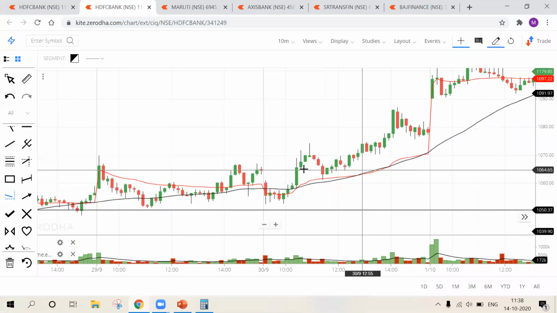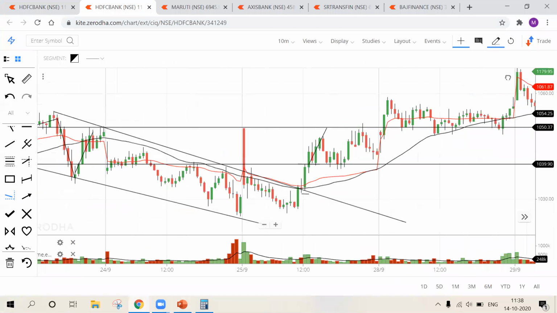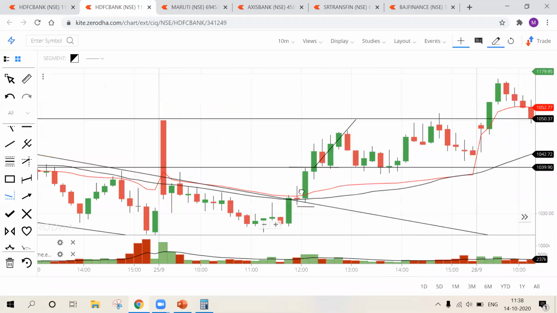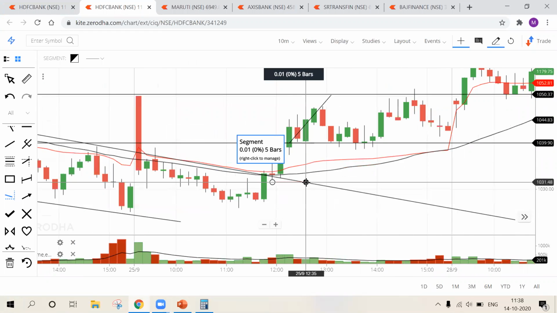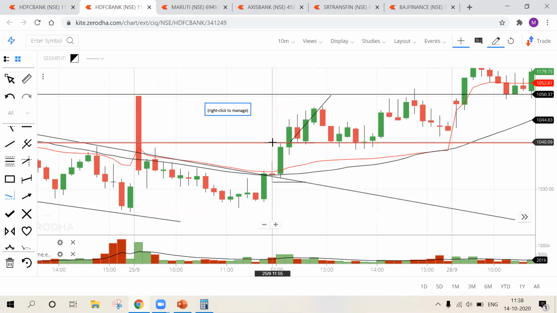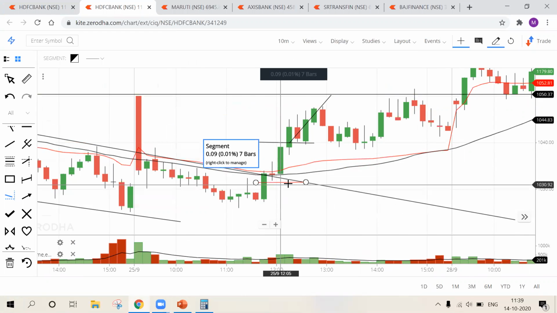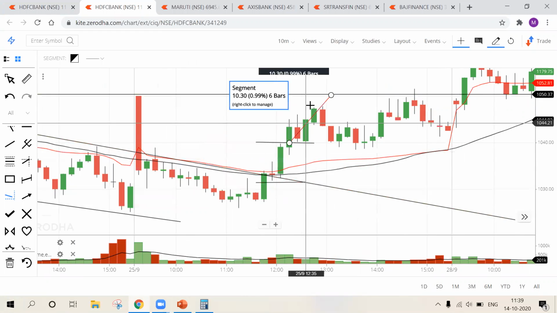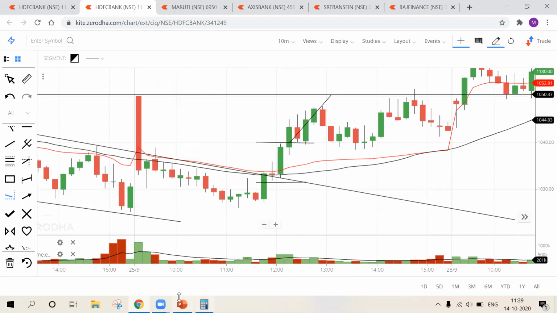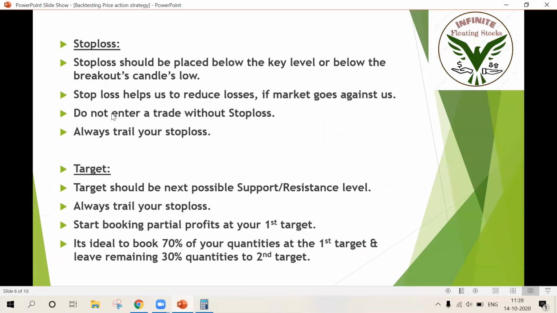In this scenario, where is our breakout? Yes, in this scenario, this should be our target. This should be our stop loss. This should be our entry. This should be our stop loss, below the breakout candle or below the key level, and this should be our target, which is next to the support and resistance level.